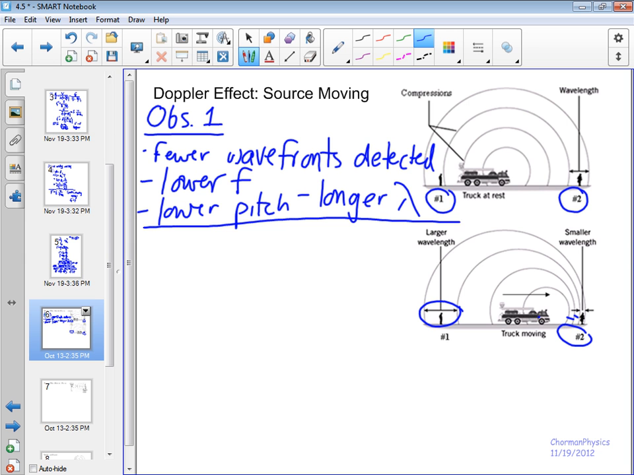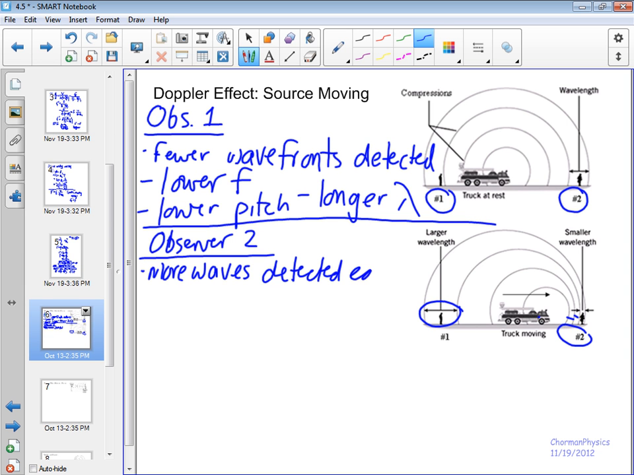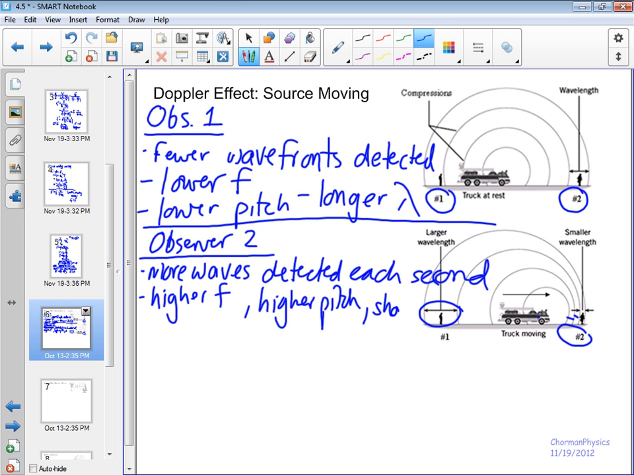What does observer 2 see? Observer 2, on the other hand, is going to see more waves detected each second. More of those wavefronts are going to be passing by them. And then, because of that, higher perceived frequency, or higher frequency that they get, higher pitch, and a shorter lambda.